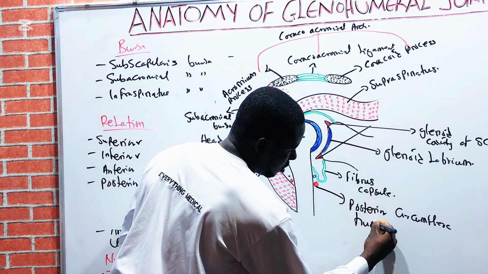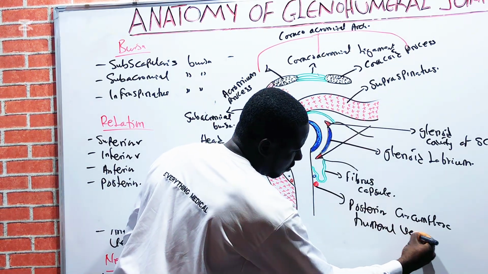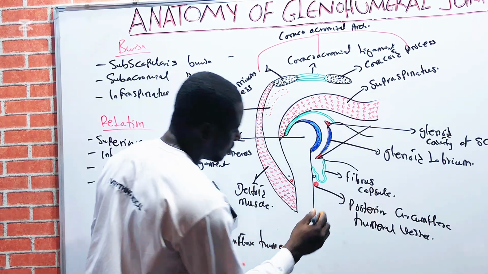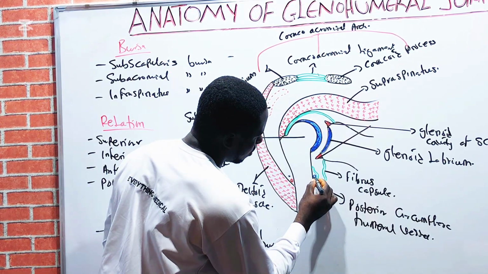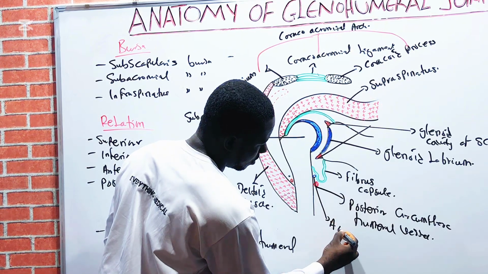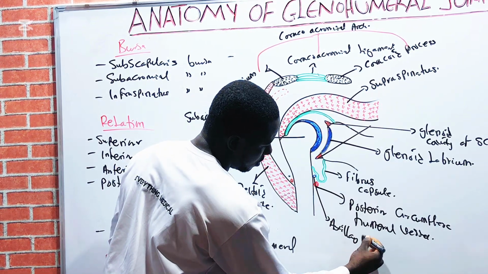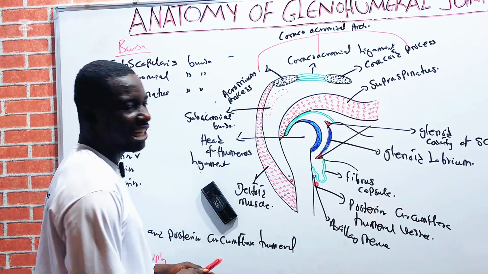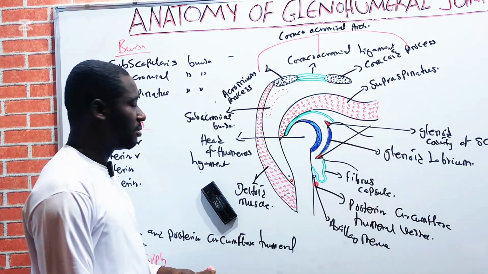Circumflex humeral vessel. And lastly is the axillary nerve. These two form the inferior relation of the shoulder joint and the long head of the triceps as well.